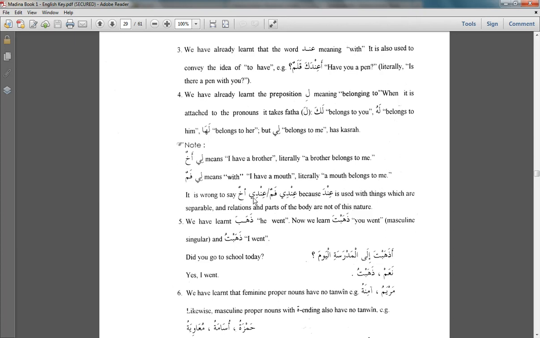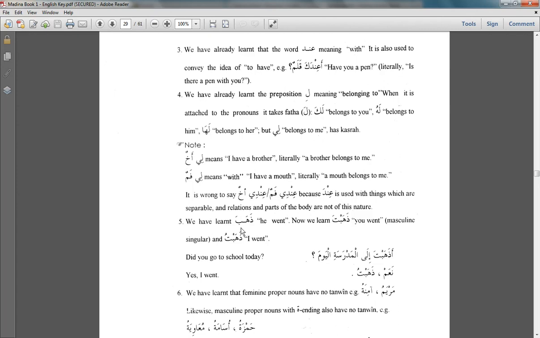It is wrong to say indi akhun or indi famun, because inda is used with those things which are separable, and relations and parts of the body are not of this nature. So you would say li akhun, li famun, not indi famun or indi akhun. So remember the difference between inda and li.